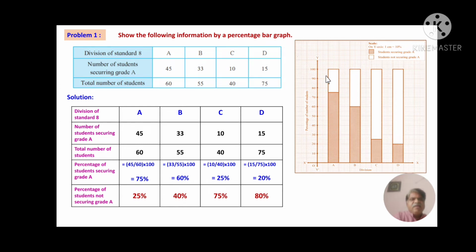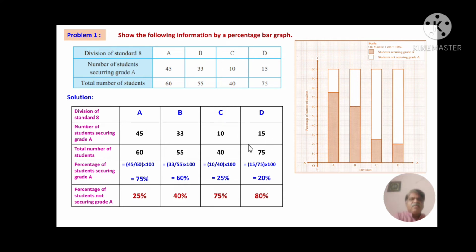For the division A, all the columns are equal, that is 100% only, having the same base. So this portion for the division A indicates the students who secured grade A, and this remaining part, 25%, indicates those who did not secure grade A. For the division B, it is 60% for grade A, and this is for the remaining. For division C, it is 25% who secured grade A, and these are the remaining 75. For the division D, it is 20%, here you can see these are the students who secured grade A, and the remaining 80% did not secure grade A.